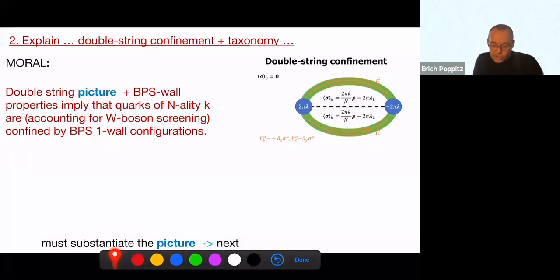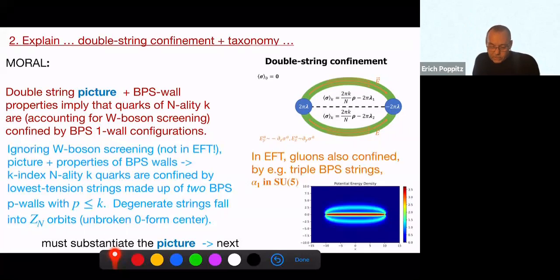I just wanted to say one more thing. If we ignore W boson screening, which is not something that you see in the EFT anyway, we can also do the combinatorics, and we can argue that N-ality K quarks are confined by lowest tension strings, which are made of 2 BPS walls with P less than or equal to K. It's some amusing taxonomy, but including W bosons, eventually you will screen the walls to these BPS1 walls.